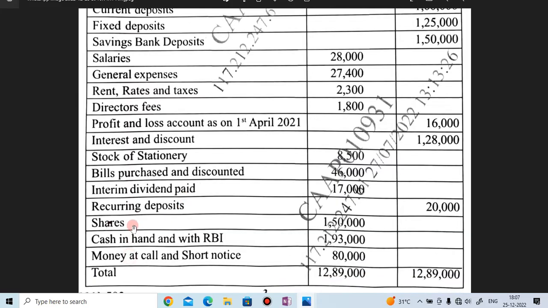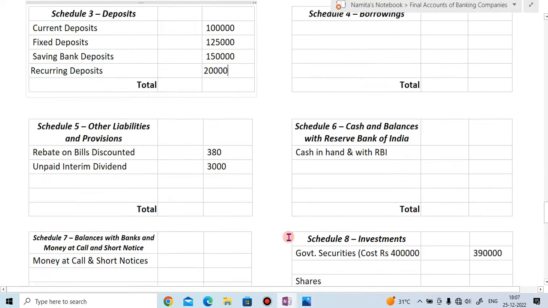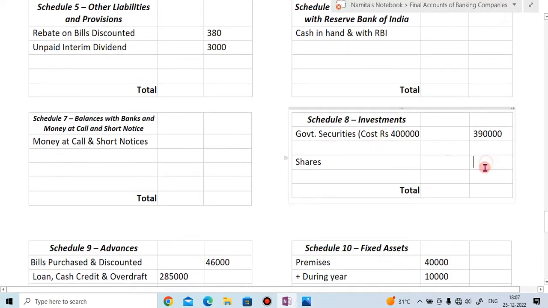After recurring deposit, next is shares. Shares is how much? 1,50,000. Shares are what? Investment. It will go in the investment account, in schedule investment, schedule number 8. So shares are 1,50,000.